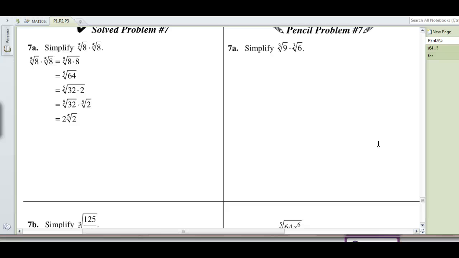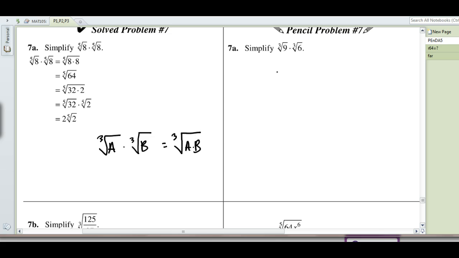Okay, higher roots, so these are the ones we talked about. Instead of looking for something such that the number squared equals the inside, we're going to be looking for the number cubed equals the inside. And the other rules still apply. So for instance, this one, you have cube root of 9 times cube root of 6. If you have the cube root of a times the cube root of b, this is still equal to, now instead of the square root, the cube root of a times b.